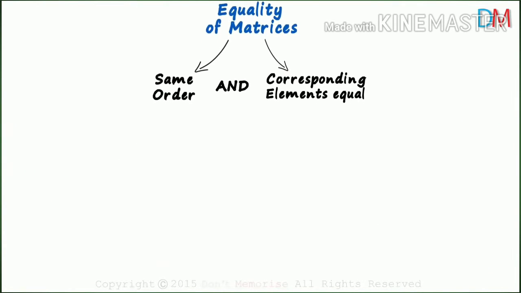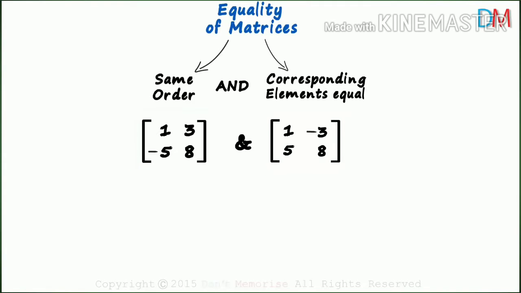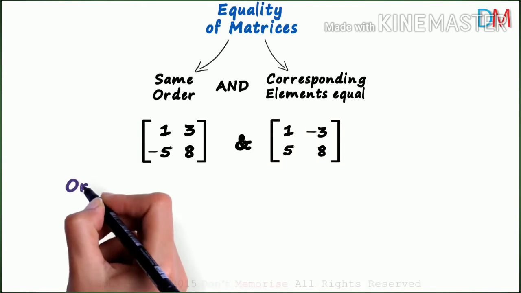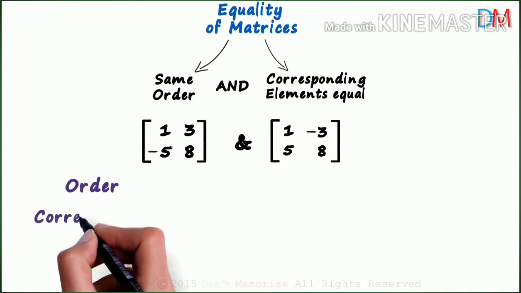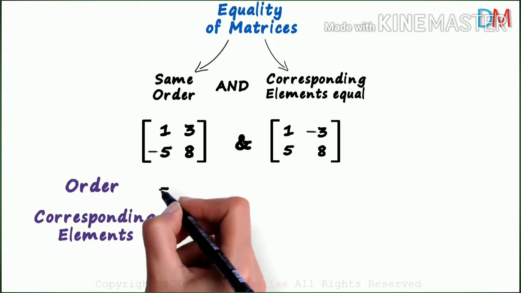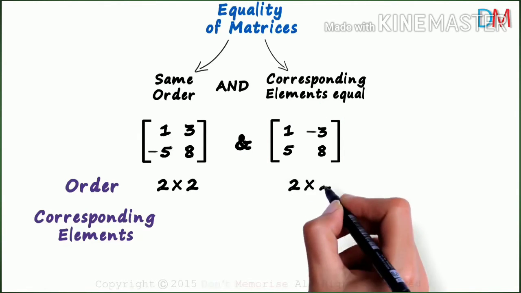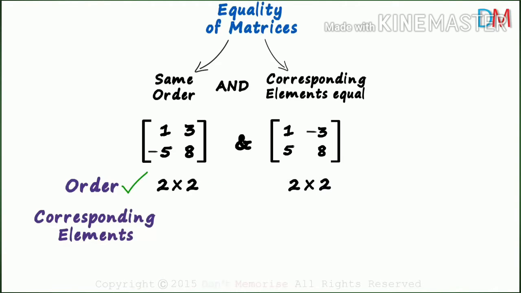Let's zoom out and look at the two matrices. Are these two matrices equal or not? To know if they are equal, we need to verify two things. First, if their order is the same, and second, if their corresponding elements are equal. Let's find the order of each first. The first matrix has 2 rows and 2 columns. Its order will be 2 by 2. The second matrix has 2 rows and 2 columns. Its order will also be 2 by 2. The first condition is satisfied. The orders of both the matrices are the same.